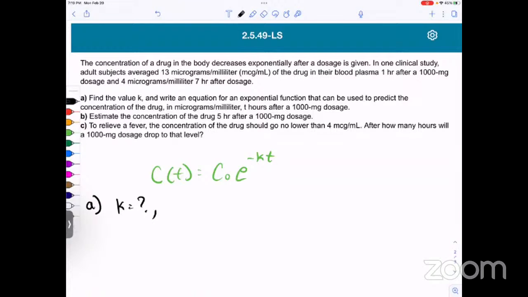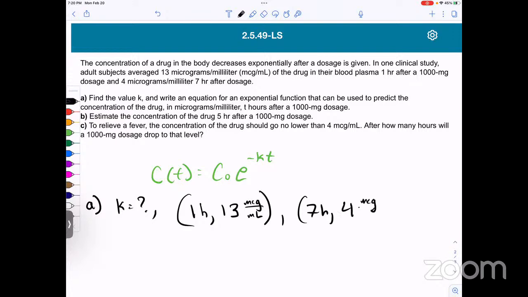Okay, so it looks like they gave us one ordered pair, right? I guess this is in hours. So after 1 hour, the concentration is 13 micrograms per milliliter. So that's one ordered pair. I'm just putting the units for context. And then it also says 4 micrograms per milliliter after 7 hours after a dosage, right? So after 7 hours, we have 4 micrograms per milliliter. So we have these two pieces of data.